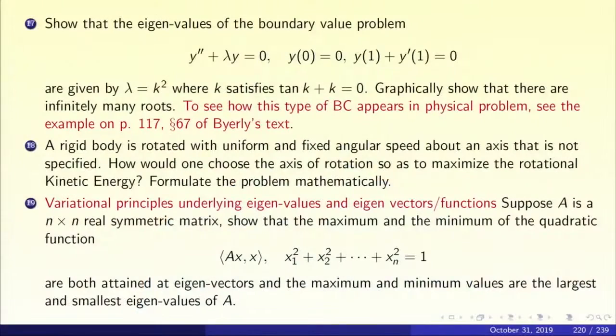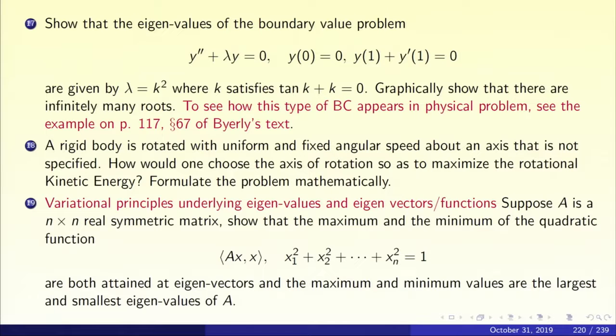So, let us first generalize the problem. Instead of looking at a 3 by 3 real symmetric matrix, let us look at an n by n real symmetric matrix, and then look at the maximum and minimum of the quadratic function Ax dot x. Here A is a matrix, x is a column vector, so Ax dot x is x transpose Ax. So, we have generalized the previous problem from the rigid body to an n cross n real symmetric matrix. Our variational problem is to maximize the quadratic function x transpose Ax subject to the condition x1 squared plus x2 squared plus etcetera plus xn squared equal to 1.